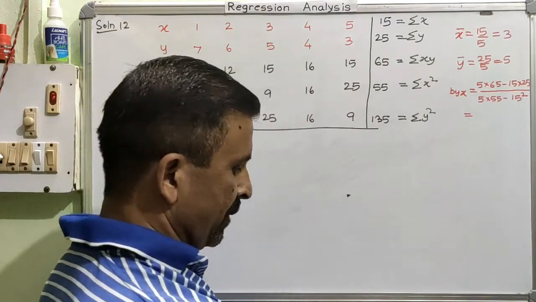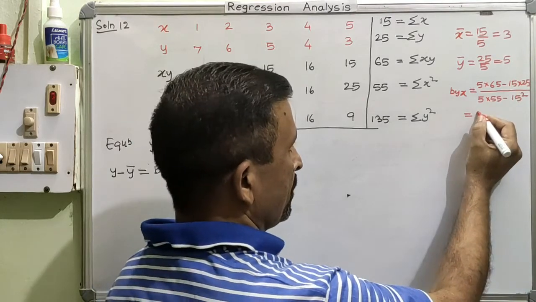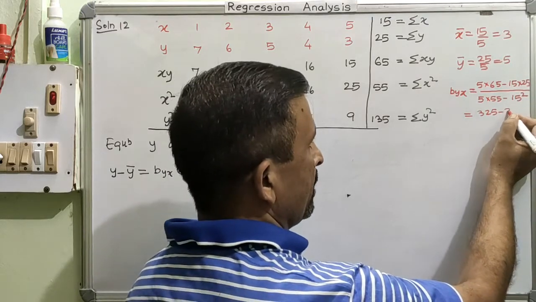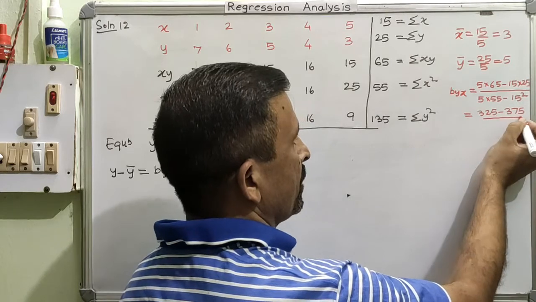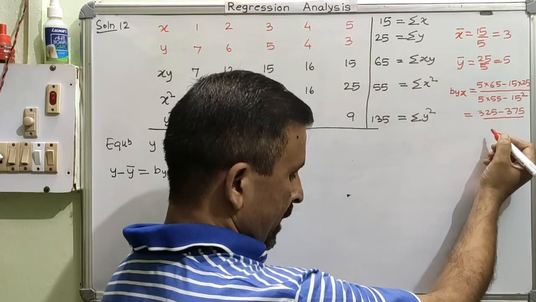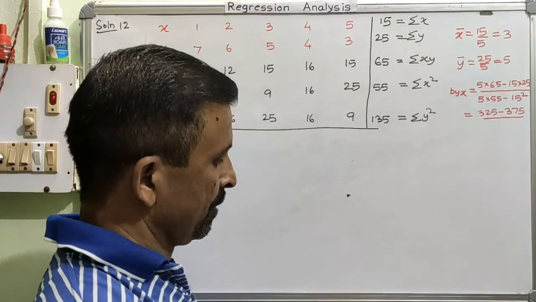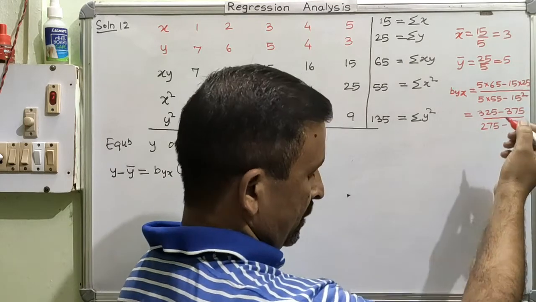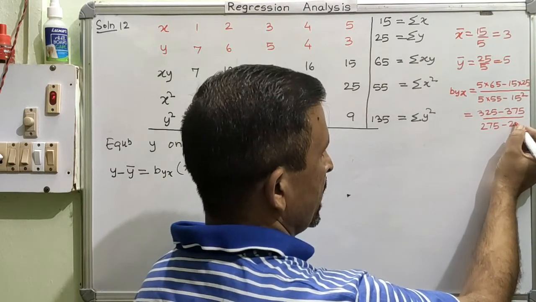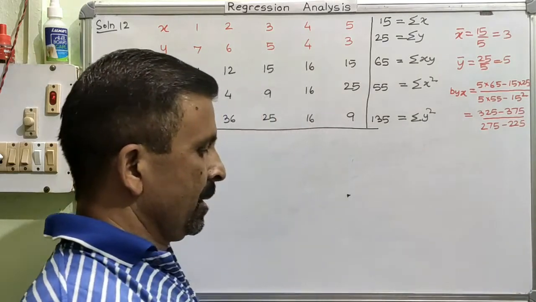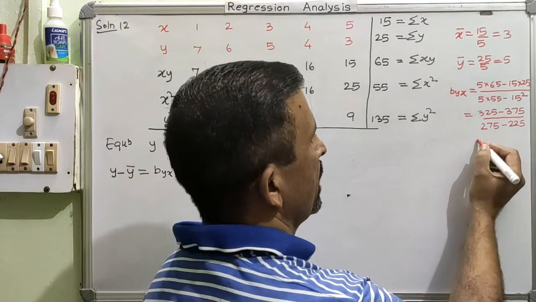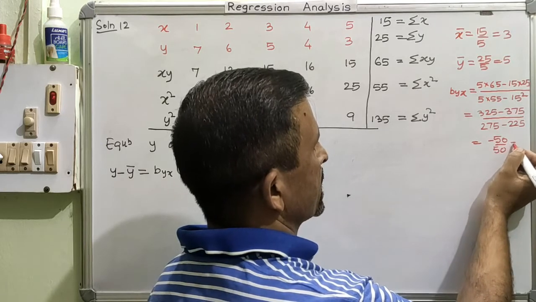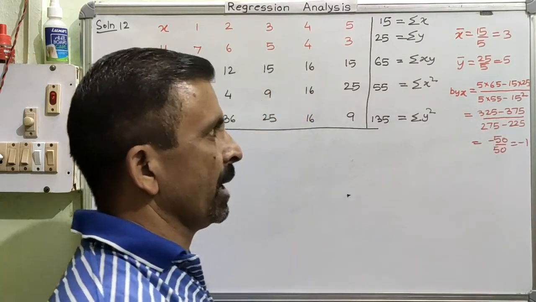5 into 65 will come 325. 325 minus 15 into 25 is 375, divided by 55 into 5 is 275, minus 15 square is 225. Is this okay? So now this will come minus 50. Denominator will come 50. Your answer is minus 1. So this becomes the value of your byx.